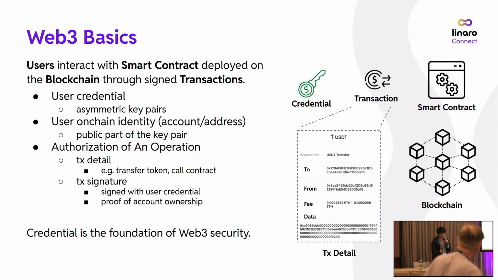But how is the user identified in Web3? It's basically related to key pairs. There's no username or password. Each user maintains a set of asymmetric key pairs, and the public key serves as their on-chain identity, which is also called the on-chain address. And the private key is managed by the users themselves to sign transactions.